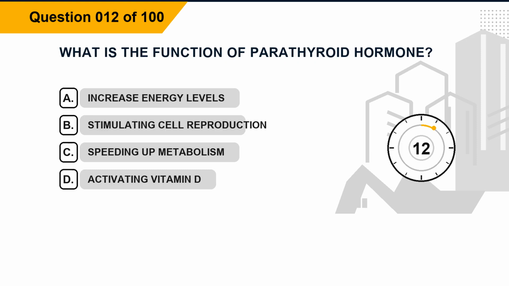Question 12. What is the function of parathyroid hormone? Option A. Increase energy levels. Option B. Stimulating cell reproduction. Option C.